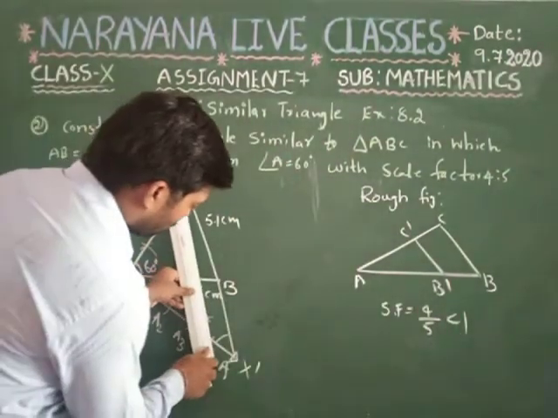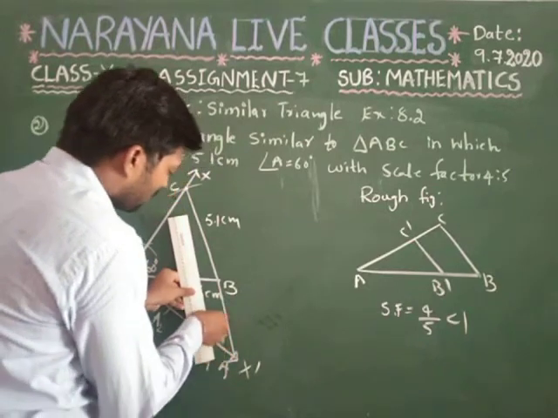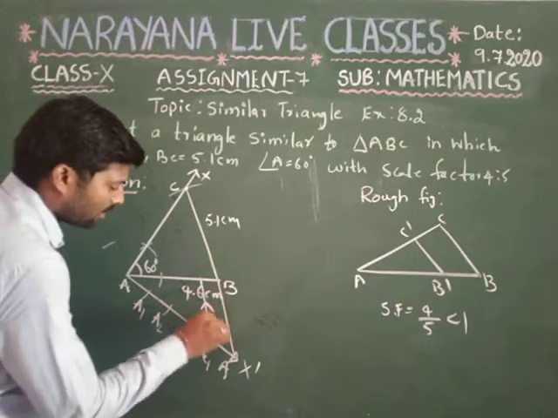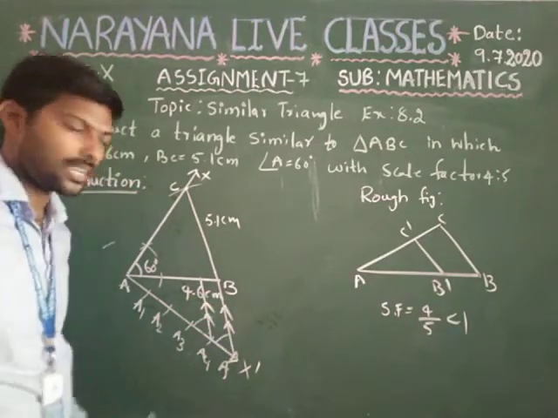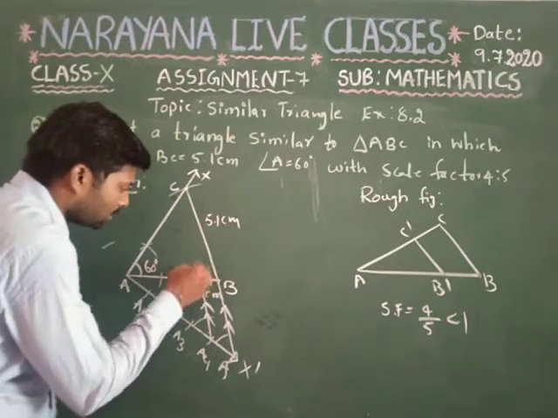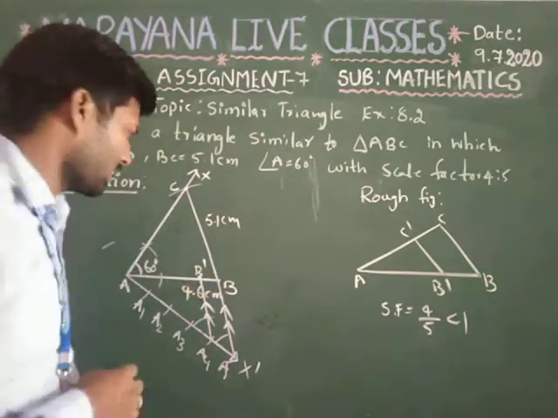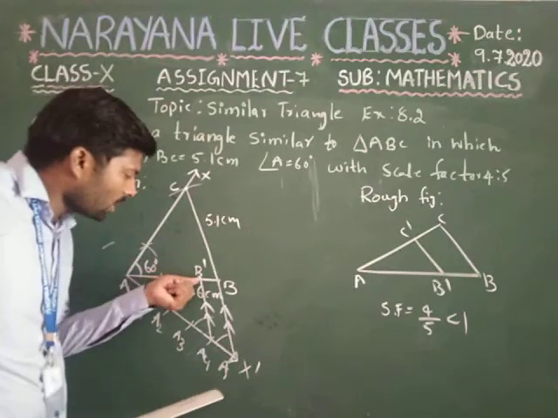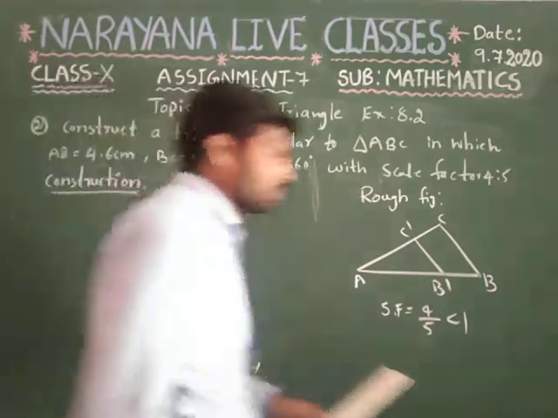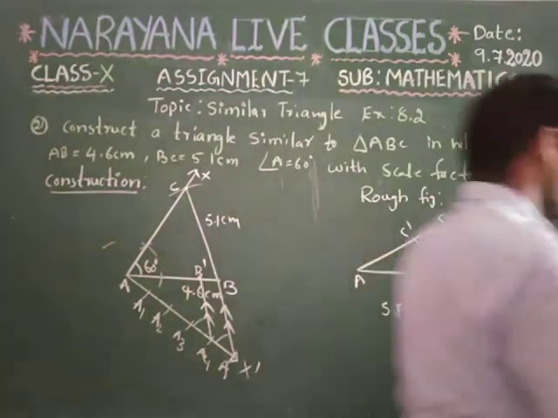Let's join these two points, which is exactly parallel to the given line, that is X dash and B. Let's take this in parallel with B as well as X dash. Now this line will intersect AB at one point, that is B dash. The same way, you have to draw a line from B dash which is parallel with C as well as B.